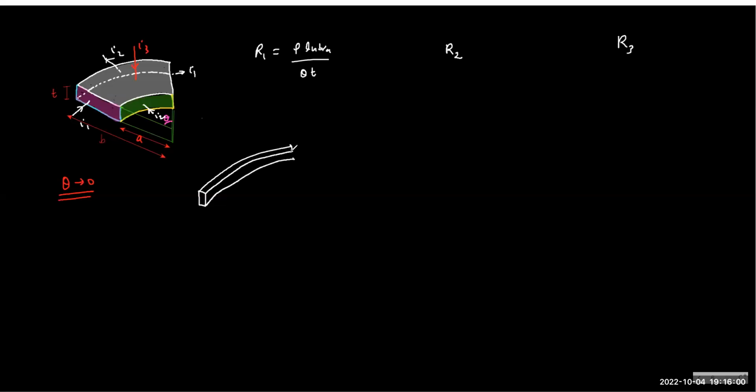Because the current path will be something like this, a bent curve. So current will move like this and will reach the other end. And therefore, we are going to cut this at some distance r. So the dR1 you can write equals to rho.